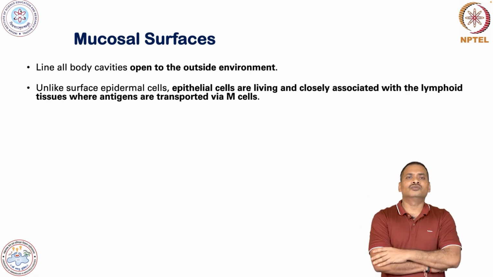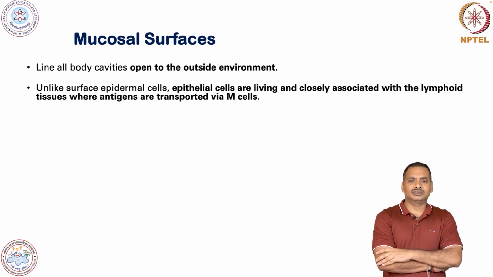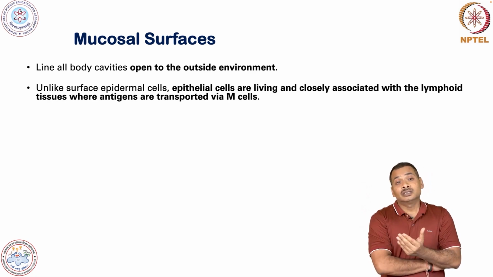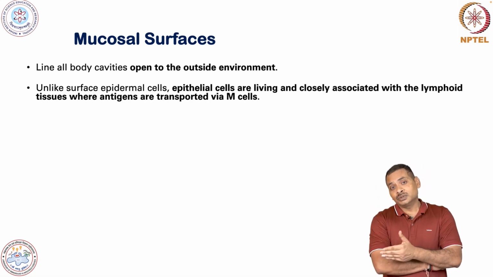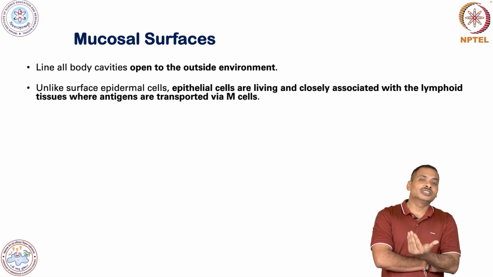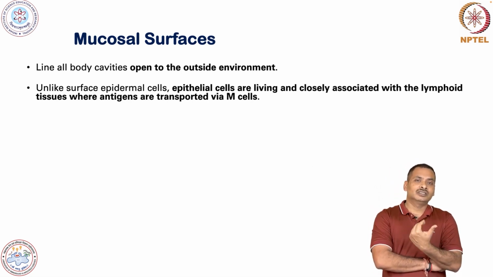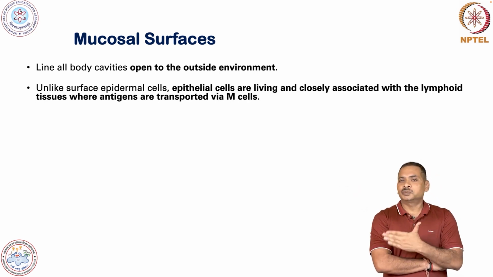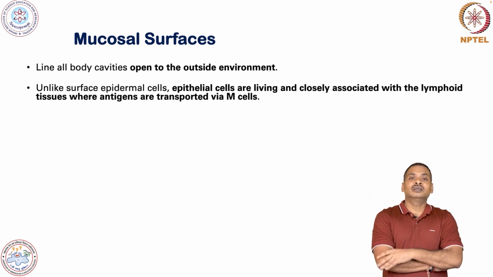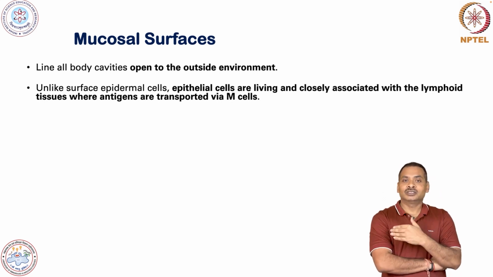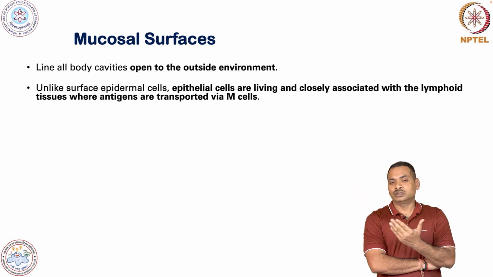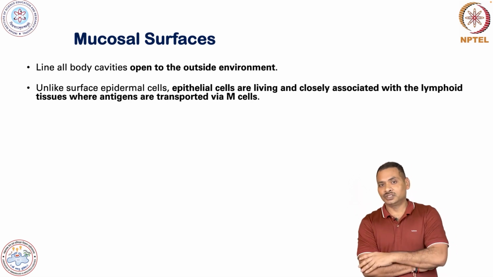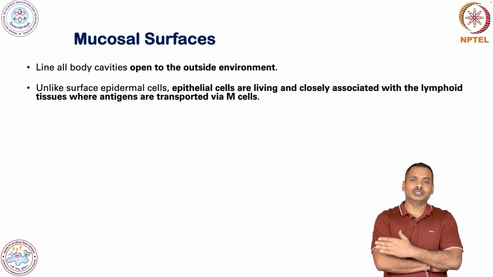there are some loose lymphoid tissues. And you may remember that in order to transport the antigen to the lymphoid tissue, there are some specialized cells which we call M cells. I have discussed this during the discussion about mucosal associated lymphoid tissue.